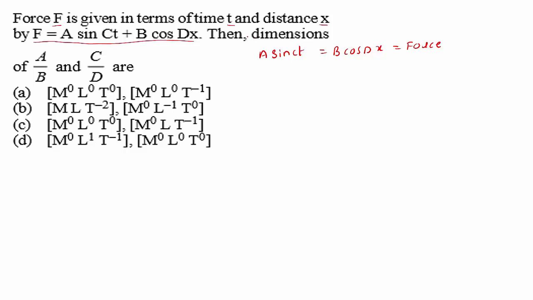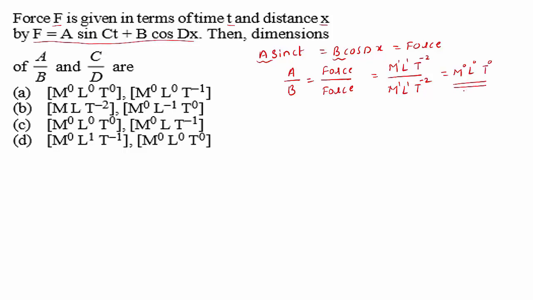We want the value of A by B. Here A and B are equal to force. So what is A by B? Both are the same quantity, so force divided by force. And what is the dimensional formula for force? We know that it is M raised to 1, L raised to 1, T raised to minus 2. We can write the same dimensional formula for the divisor, so M raised to 1, L raised to 1, T raised to minus 2 divided by the same. So the final answer will be M raised to 0, L raised to 0, T raised to 0. This is the dimensional formula for A by B.